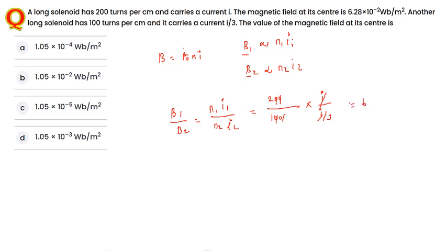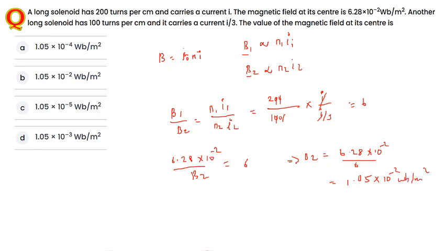And this one B1 by B2, the B1 value they have already given as 6.28 into 10 power minus 2, divided by the B2 value here. Now that will be equal to what they have given here, which is 6. From this one I just mentioned here, B2 is equal to 6.28 into 10 power minus 2 divided by 6. So you just divide this, and what you are going to have here is 1.05 times 10 power minus 2 Weber per meter square. So that is the answer in this case.